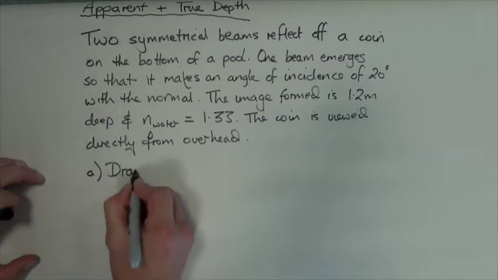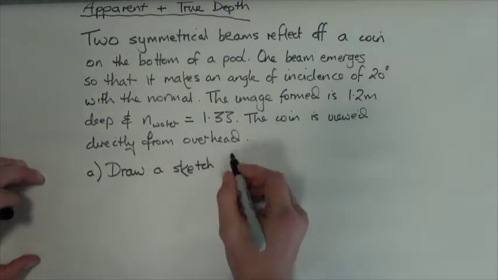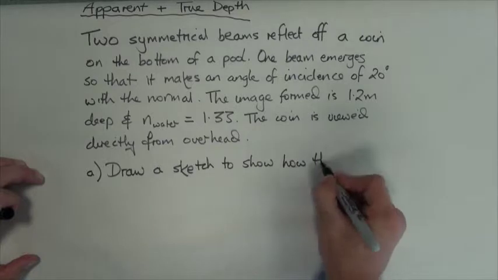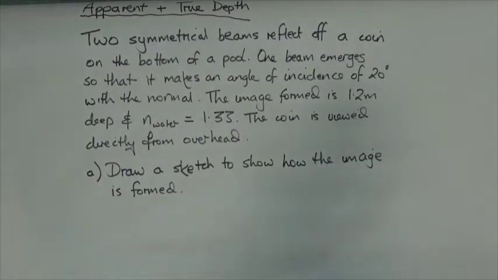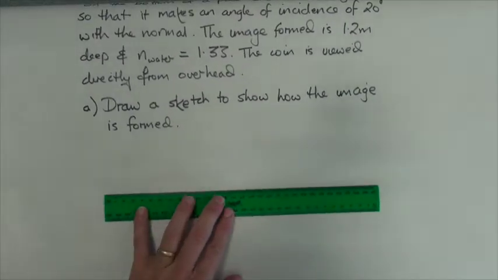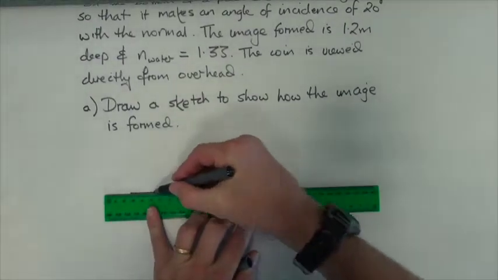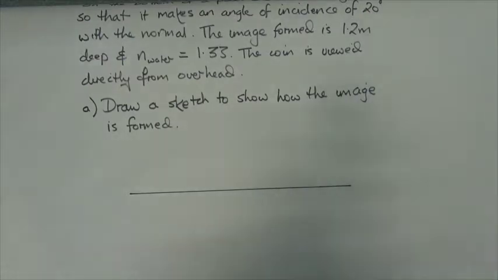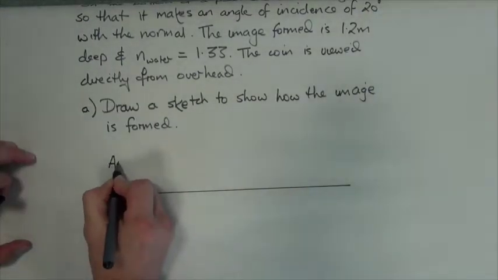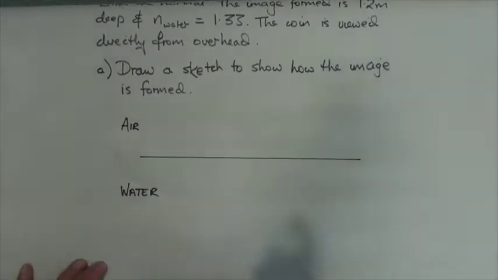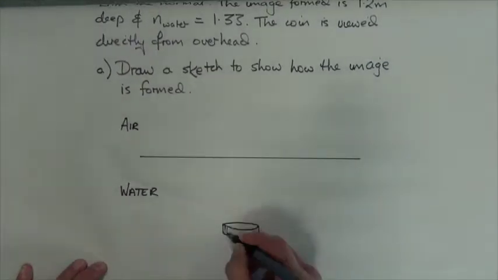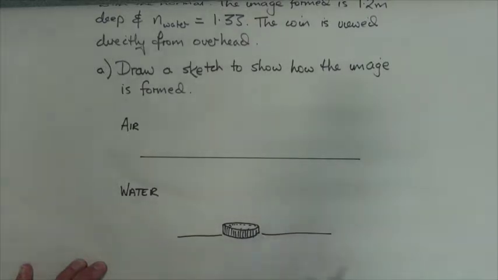So the first question asks us to draw a sketch of how the image is actually developed. How do we see that image? So let's draw a diagram. I'm going to use a horizontal straight line to look at my boundary and separate air from water, and label them. Okay, so there's my air and there's my water. Next, I'm just going to put a quick sketch of the coin that's sitting on the pool.